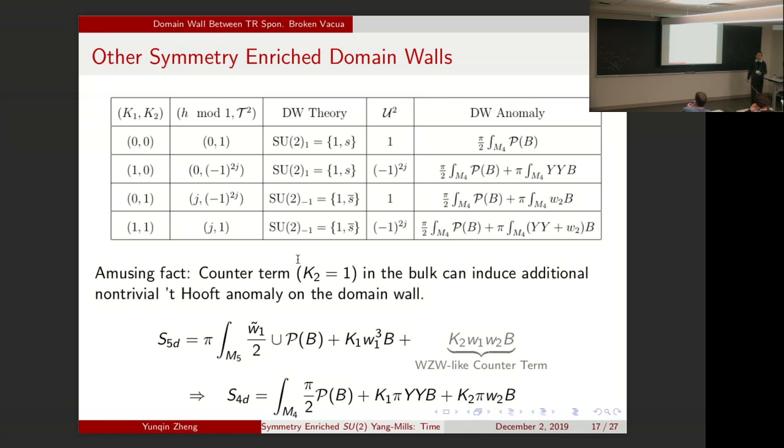Well, no, because for each of the cases, the bulk theories are all different. So I'm not sure what you mean by phase transition. You seem to assume that the bulk theory is the same, but there is a phase transition on the domain wall. But here the story is different. The story is that we have four different bulk theories, and they have four different domain wall theories.